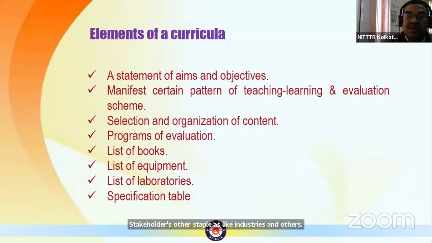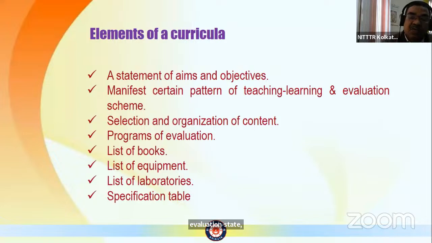Elements of a curriculum. A good curriculum has a lot of components: a statement of aims and objectives, and a manifest pattern of teaching, learning, and evaluation. A statement of aims and objectives means what the student will be able to do after passing out.